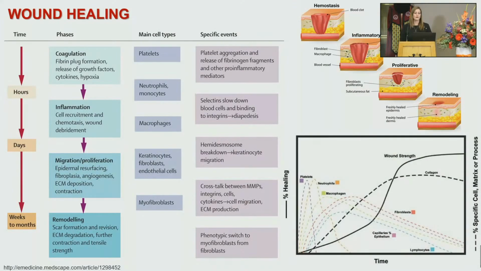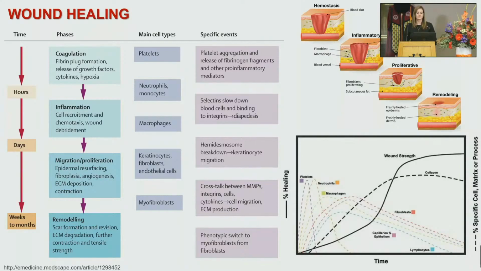Wound healing is a well-orchestrated integration of complex biological and molecular events involving a variety of cell types, cytokines, and growth factors. There are 4 phases to wound healing. First phase is coagulation or hemostasis, where there's formation of a blood fibrin clot and release of various growth factors and cytokines. Second phase is inflammation, which involves cell recruitment and chemotaxis, which is the chemical attraction of cells to the wound area. There's also wound debridement to remove any dead or damaged tissue.